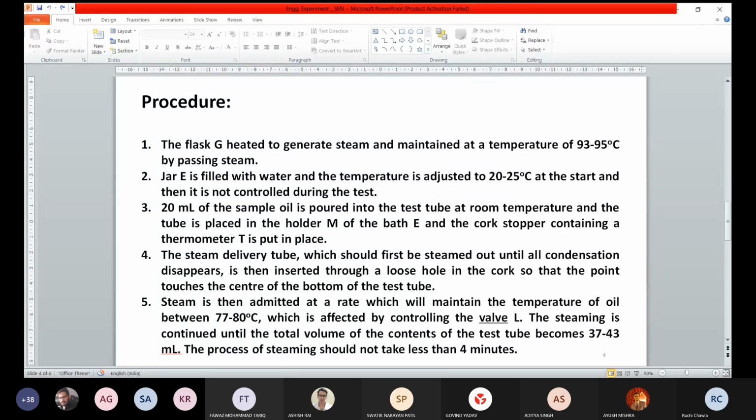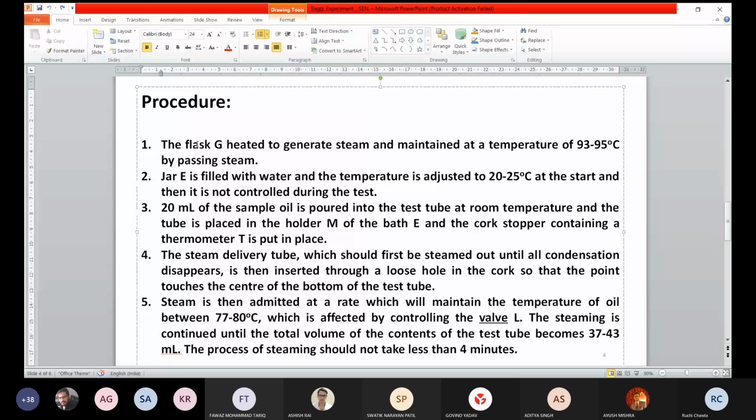I've explained the procedure already. It is almost the same with more precautions. I told you about the steam generator, class G, which will be heated by passing steam, but this step will not be done by you. You will not be passing steam. Then jar E, it has been mentioned in the description, but again, you will not be using jar E in which the test tube or the boiling tube will be dipped. In fact, the immersion will be performed in air. So even this has not to be done.